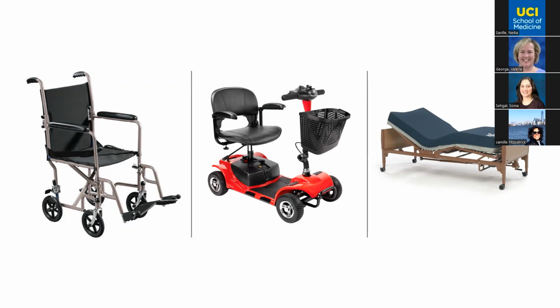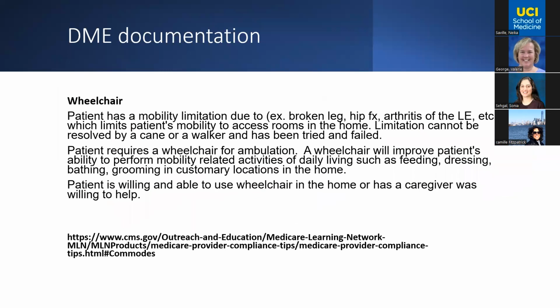So there is a website here from Medicare. It's Medicare provider compliance tips on how to order these types of DME. You have to put this information in your note to justify getting a wheelchair. If you want them to have a standard wheelchair with a big wheel, you have to say that they can self-propel and ambulate within the home. You have to include that the wheelchair will help with their activities of daily living, and that they failed using a cane or a walker. Next slide, please.